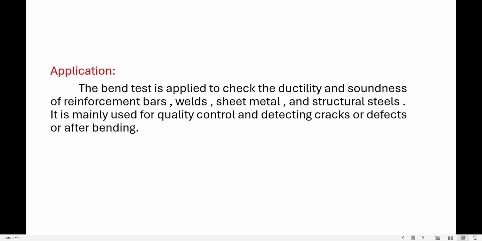Applications. The bend test is applied to check the ductility and soundness of reinforcement bars like TMT bars, plates, sheet metals and structural steels. It is mainly used for quality control and detecting cracks or defects after bending. And this is the content about bend test.